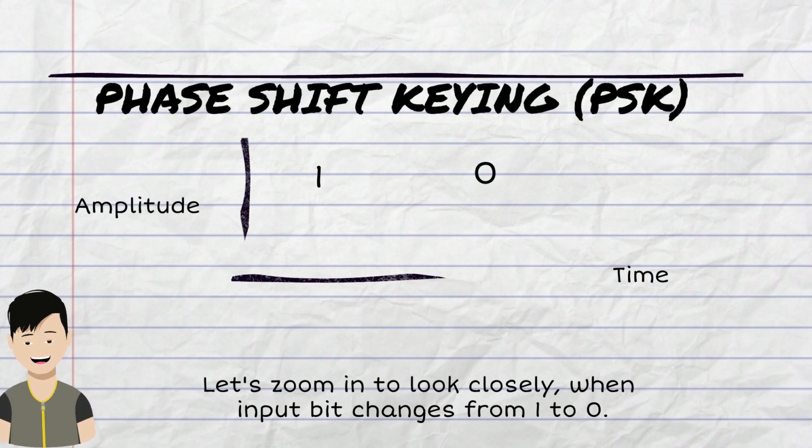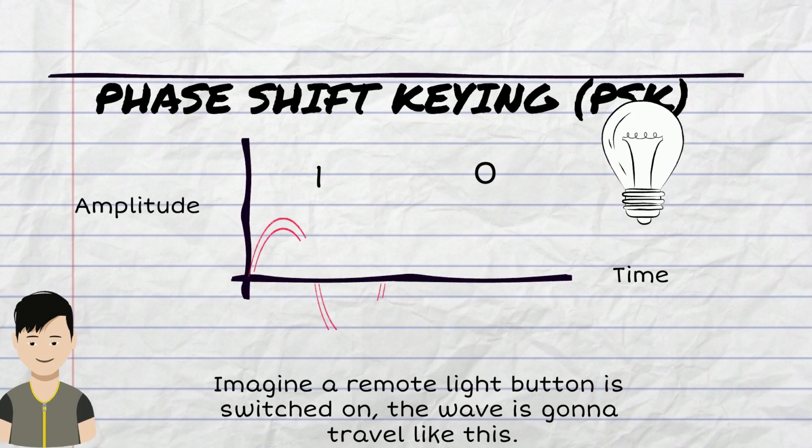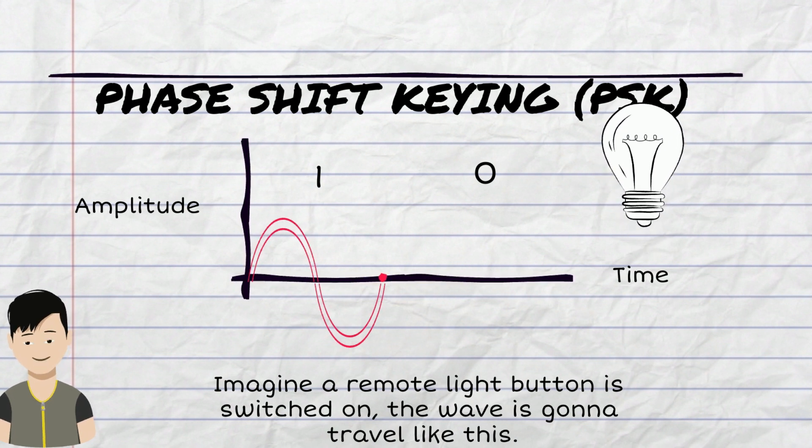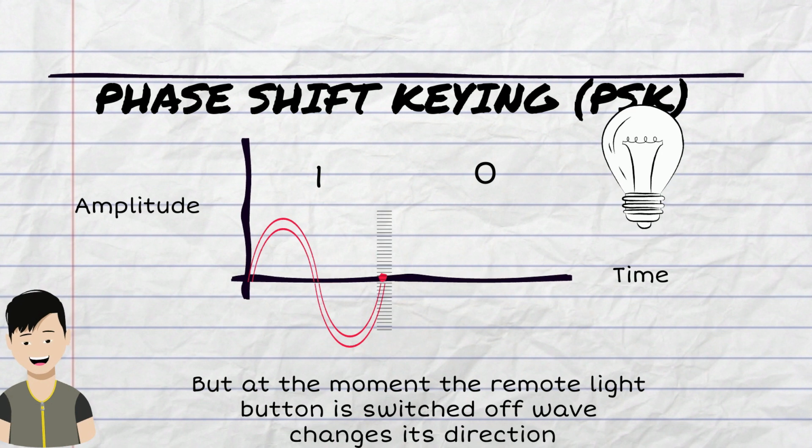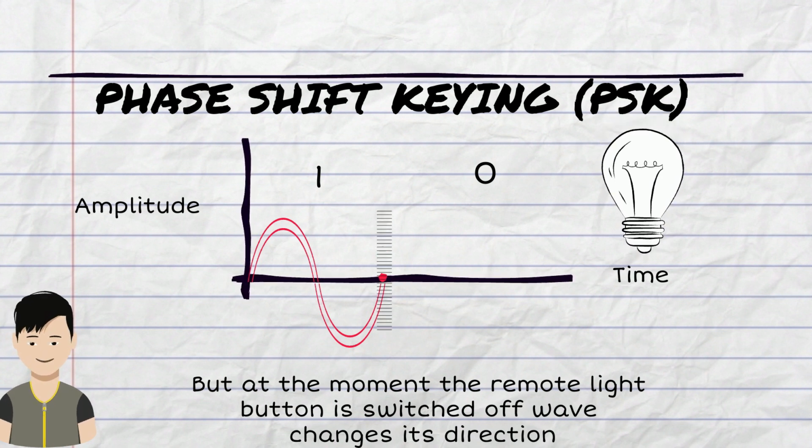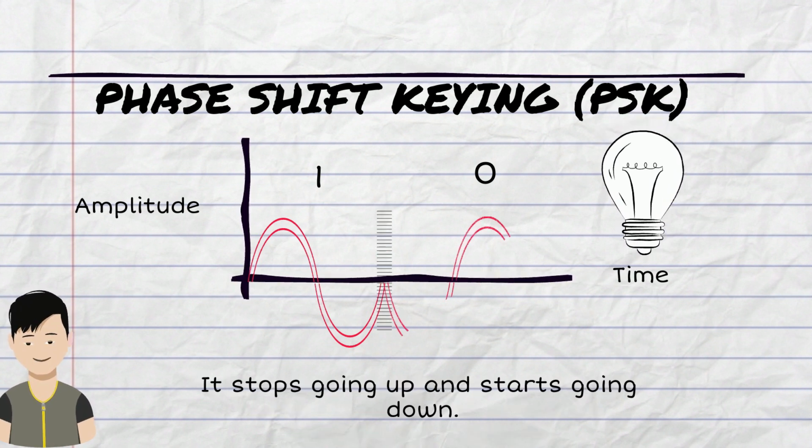Let's zoom in to look closely at when the input bit changes from 1 to 0. Imagine a remote light button is switched on. The wave is going to travel like this. But at the moment the remote light button is switched off, the wave changes its direction. It stops going up and starts going down.